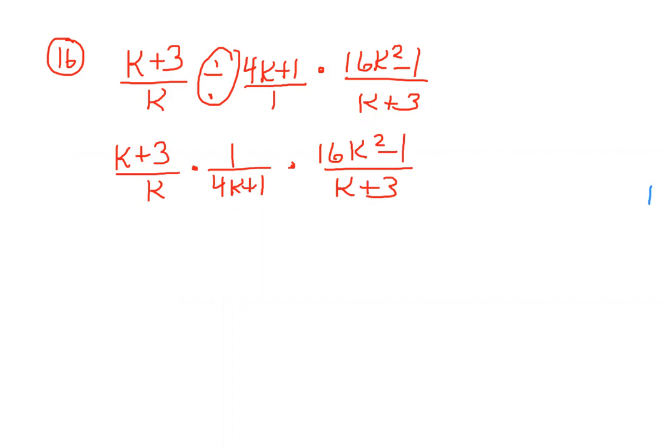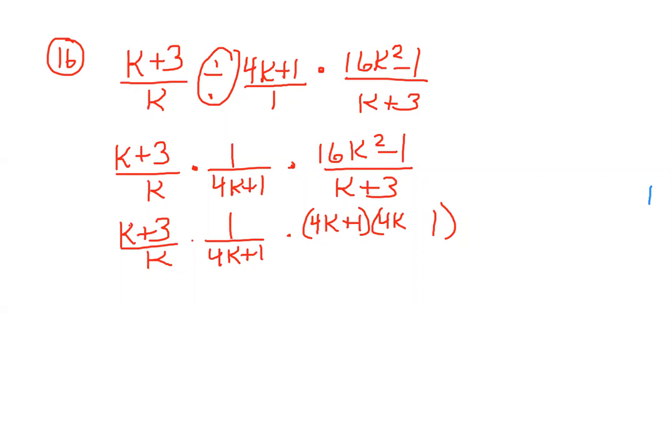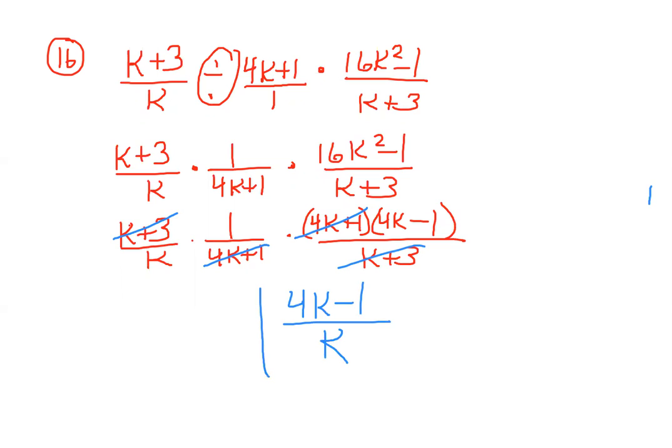Now let's go ahead and see if there's anything we can factor. Well, k plus 3 over k is all factored, and 1 over 4k plus 1 is already factored. But this one is a difference of two perfect squares. It's 4k, 4k, 1, 1, plus, minus, and k plus 3. So then we can go ahead and cross off what we can. 4k plus 1, 4k plus 1. What are we left with? 4k minus 1 over k. And that is your answer to the last one.